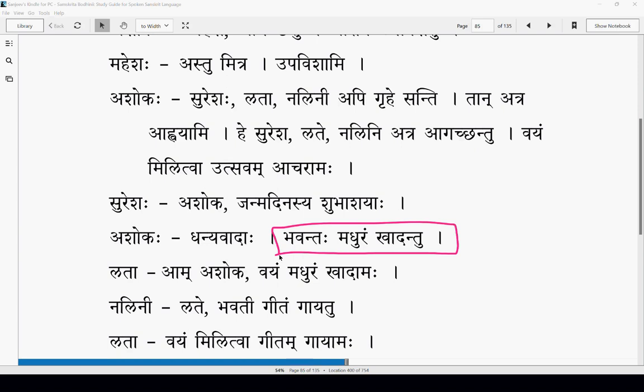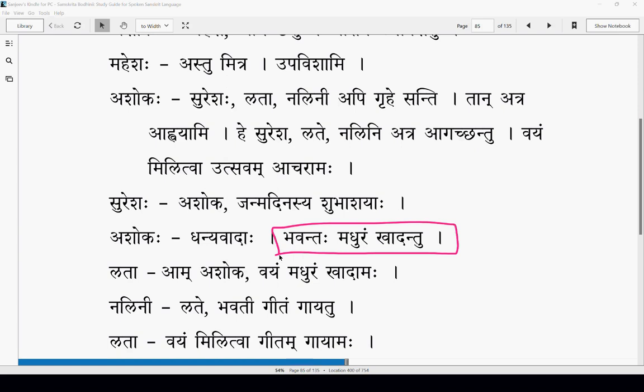Yeah, and then Nalini says, Late bhavati geetam gayatu. Means she is asking Lata, hey Lata, bhavati, you geetam gayatu, sing a song. You please sing a song. Then Lata says, why only me? Why only me is not here.